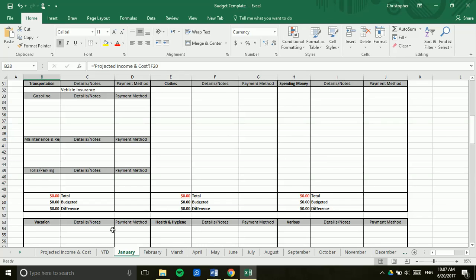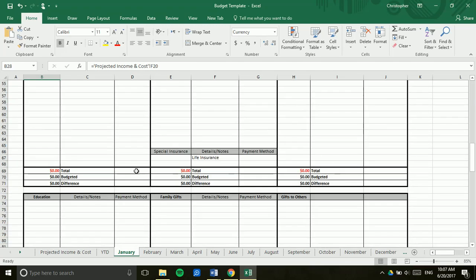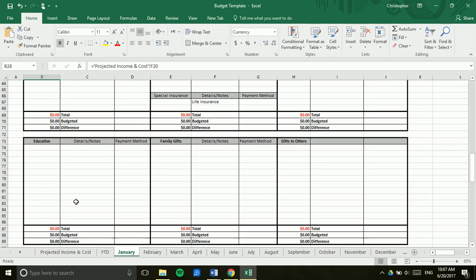We just separated those two just because we found it was too easy not to keep track of, or to spend all our vacation money at once and then have no money for dates and other things throughout the year. Then health and hygiene, that is actually very important too. Various goes here. Education, these aren't necessarily as ordered. The first two or three are the most important. Education, family gifts, gifts to others, same kind of thing.